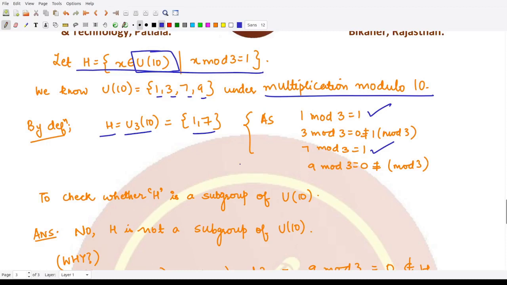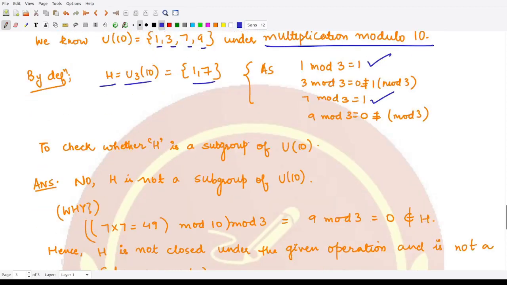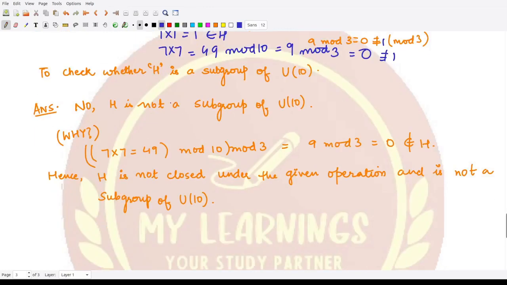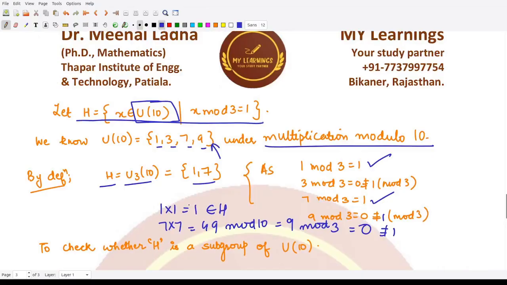Now in order to check that this is a subgroup, we have to check the closure property. Obviously 1 times 1 is 1, which is present in H. What about 7 times 7? 7 times 7 is 49, and 49 mod 10 is 9, which is present in U10, but we are checking it for H. So we calculate mod 3 of it, which is 0 and not equal to 1. Therefore H is not closed under the given operation, so we say this is not a subgroup of U10.